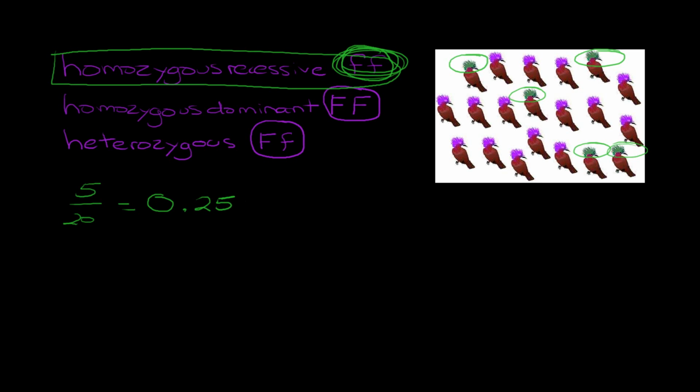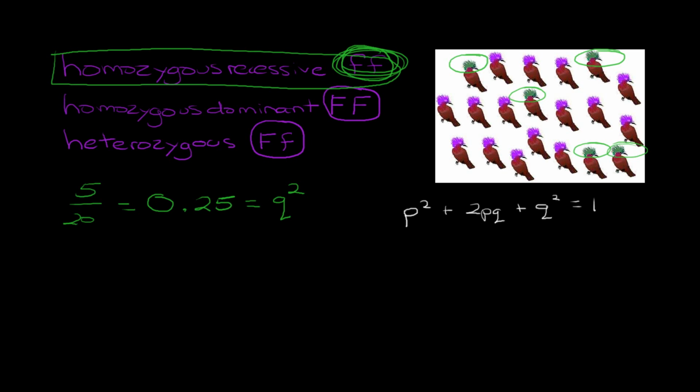What's interesting is that is also equal to q squared. And if you recall, our Hardy-Weinberg equation looks like this: p squared plus 2pq plus q squared equals 1. That's the Hardy-Weinberg equation. So what we have essentially done here in these first few moments is calculated q squared. So here's q squared, and it is equal to 0.25.